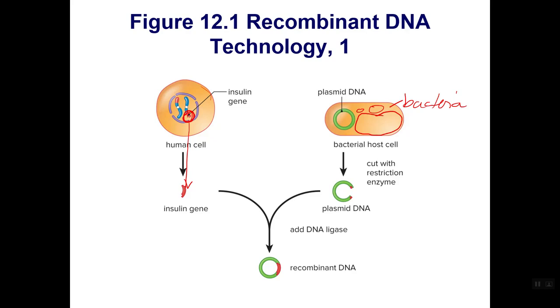So we're going to remove that plasmid from our bacterial host cell and cut it with restriction enzymes. That restriction enzyme will allow the insulin gene that we cut out of the human genetic material to be inserted and ligated into that gaping spot right there. Now that we have our insulin gene inserted into the plasmid, we call that recombinant DNA, because we have recombined DNA. We've mixed it together. We have the human insulin gene here and the plasmid DNA in green.